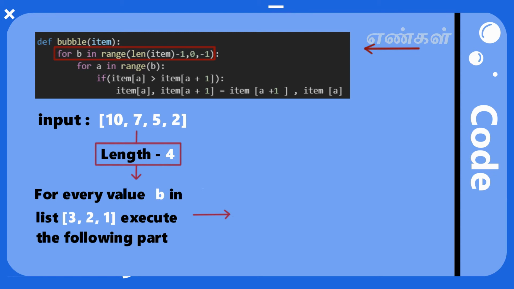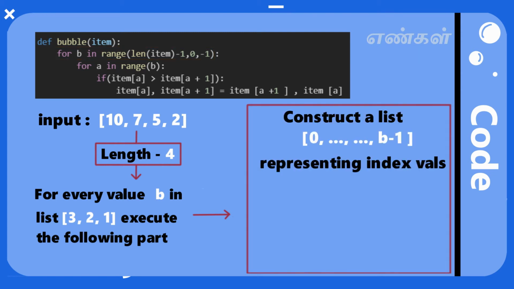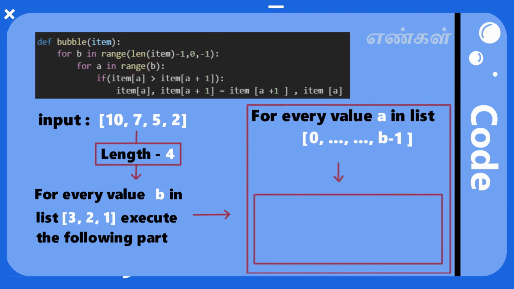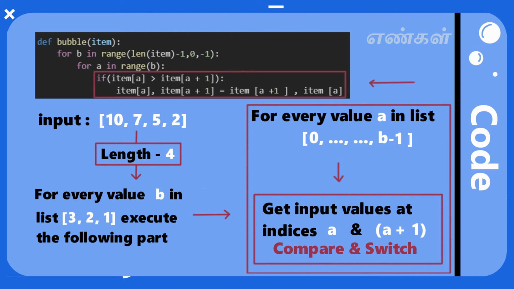And for each iteration, we construct a new list with values ranging from 0 till the number themselves minus 1. If constructing these lists in memory seems to be confusing right now, don't worry, we'll take care of it pretty soon. Now we have got a nested loop here. For every item in this newly constructed list, we perform a compare and switch operation. Now we have gone through an overview of this code snippet.